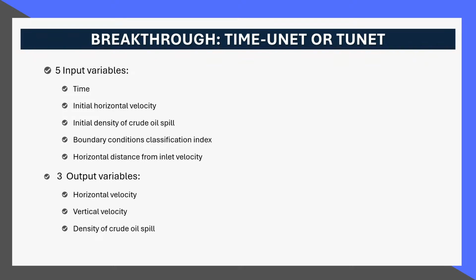Now, we used 5 input variables. The first one was time, second was initial horizontal velocity, third was initial density of crude oil spill, fourth was the boundary condition classification index, and number 5, the horizontal distance from the inlet velocity. And for the output variables, we have used 3: the horizontal velocity, the vertical velocity, and the density of crude oil spill.